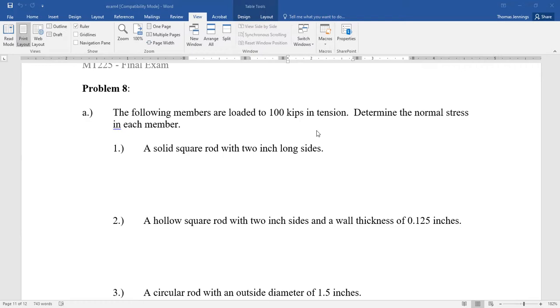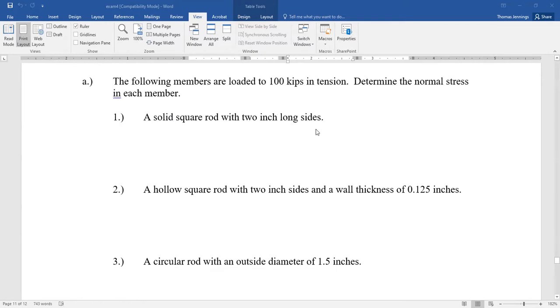So really, this is a problem about calculating areas. Here you've got a solid square rod with 2-inch long sides, so that's a 2x2, which is 4 square inches. Then a hollow square rod. I saw some issues with these on the exam last week. A hollow square rod doesn't mean there's a circular hole in there. It means there's a square hole. So let's draw that one out here just to make sure it's clear.